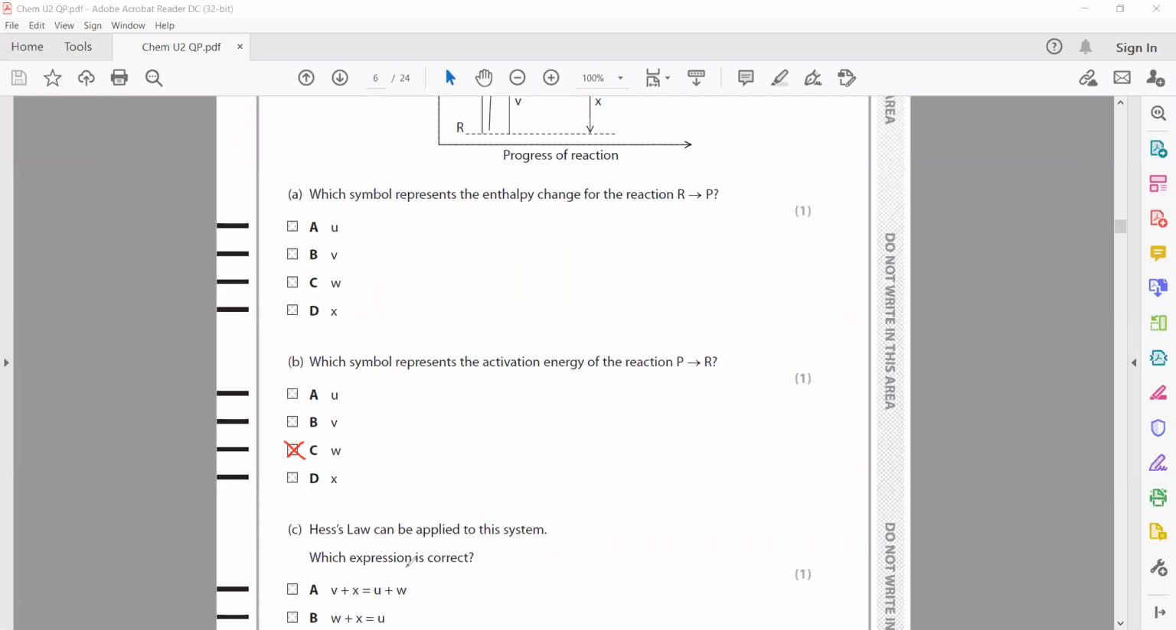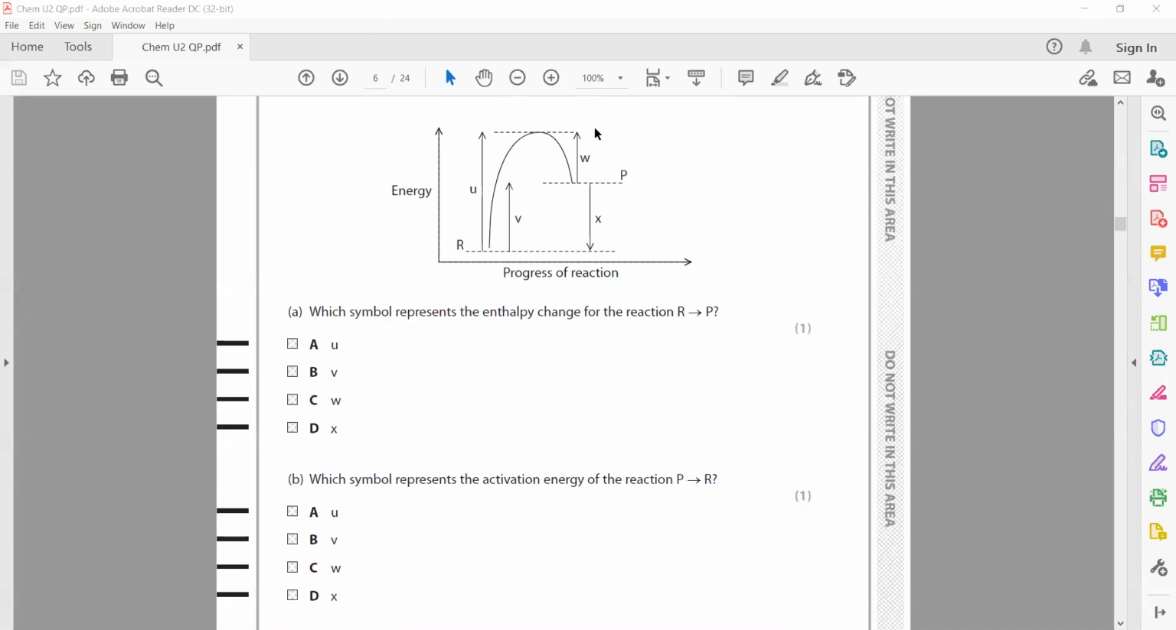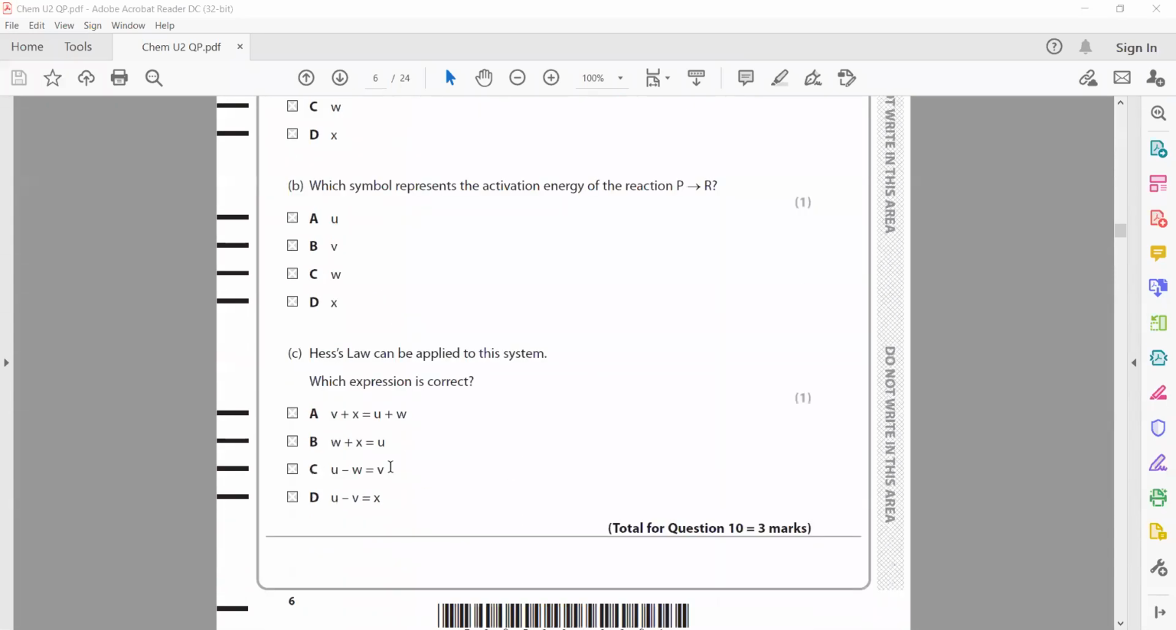Hess's law can be applied to this system. Which expression is correct? V plus X is equal to U plus W. When we add V plus X, in practice V plus X both have the same energy, but this will be exo and this is endo, so this will be a negative value. So V plus X will be 0. But U plus W will not be 0, so A is not the right answer.